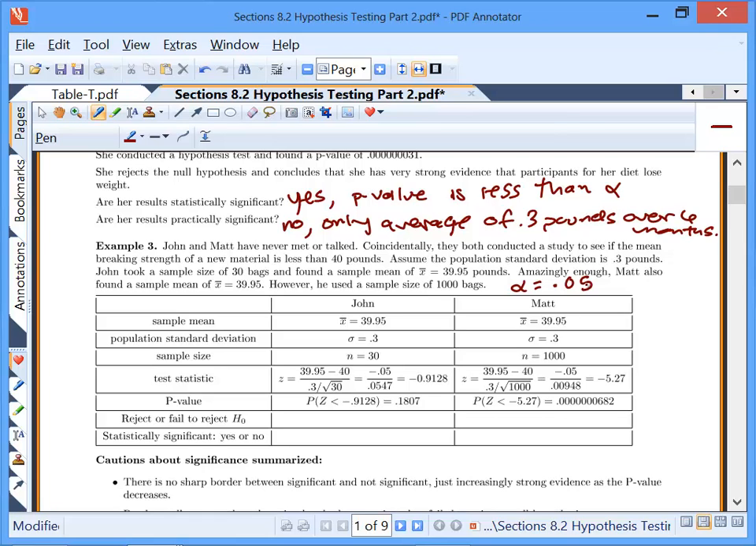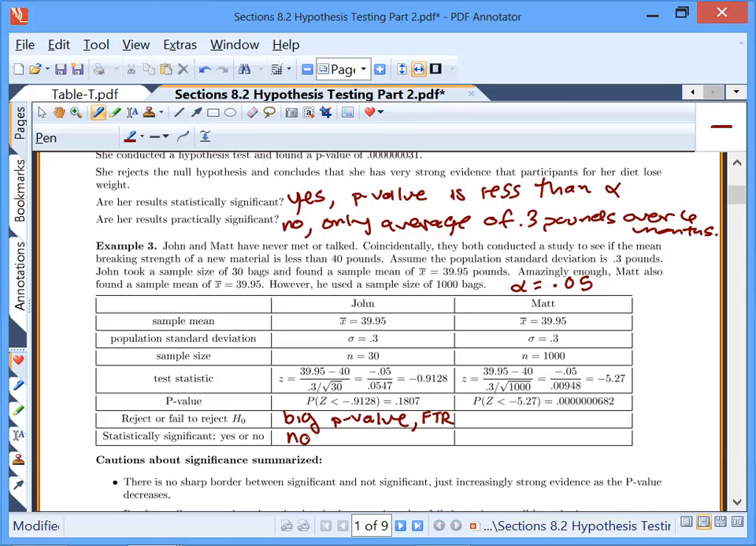Is that a big or small p-value? It is a big p-value, which means that he will fail to reject. So if he fails to reject the null hypothesis, or he gets a big p-value, then that means that it is not statistically significant.